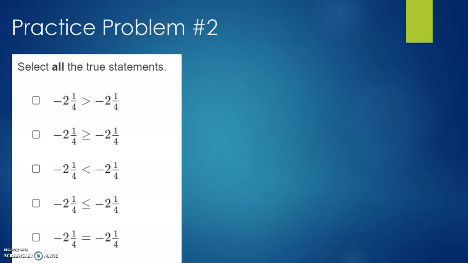So let's look at practice problem 2. And this is the same number all the way down, negative 2 1/4. So remember we talked about the greater than or equal sign, less than or equal sign. Before we talk about what's on the left, let's talk about this. Again, this means that it has two choices. So if I said 4 is greater than or equal to 3, that is a true statement because 4 is bigger.